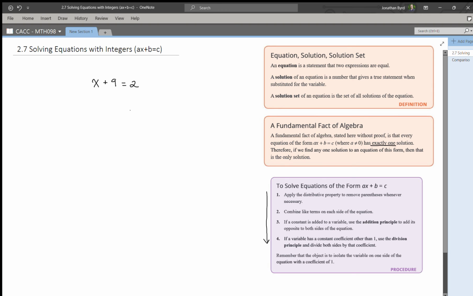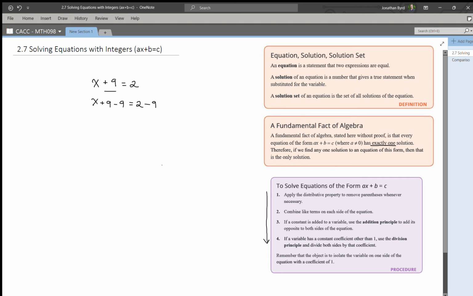So then I move to the third step, which says if a constant is added to a variable, use the addition principle to add its opposite to both sides. We've talked about this in the past. We have a plus 9 that is being added to our x. If I want to do the opposite of adding 9, then I need to subtract 9. And remember the balance, if I want to maintain balance with the equation, then whatever I've done on the left side, the subtracting 9, I need to do that to the right side as well.